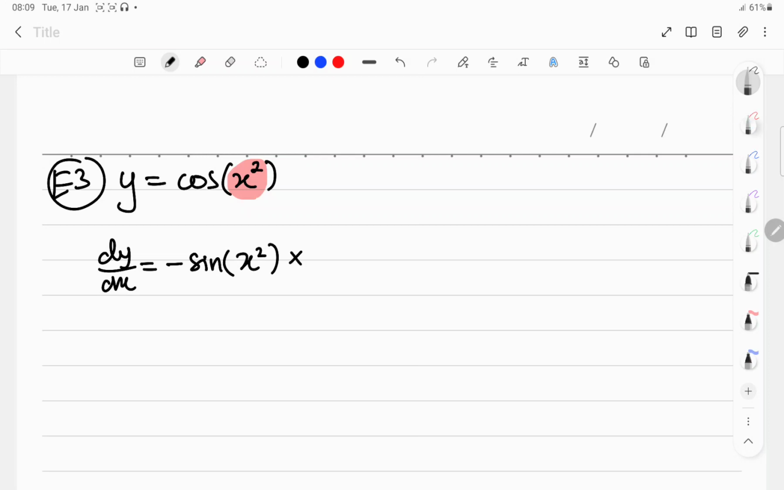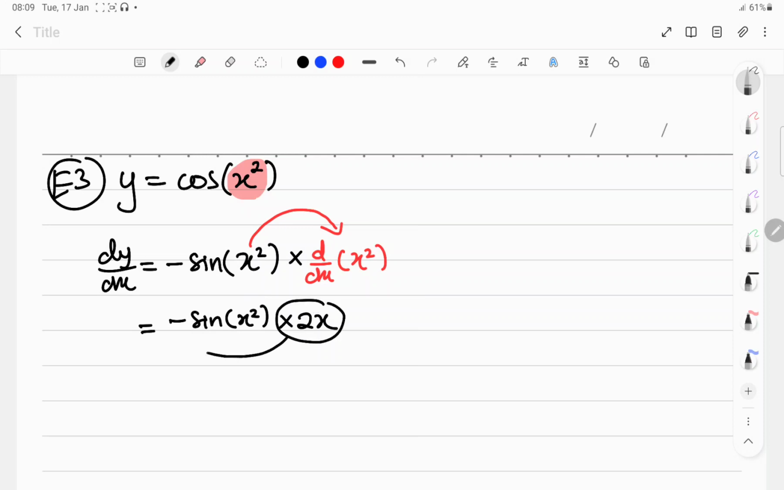And then multiply by what? Multiply by the differentiate of the bracket, x squared. So the differentiation of x squared becomes 2x. Multiply minus sine x squared. This one you cannot multiply inside here. What we have to do for this one, we have to put it in front, like a constant. So how to simplify? Minus 2x sine x squared. So this is the answer.